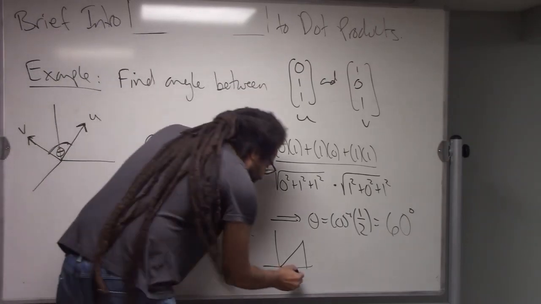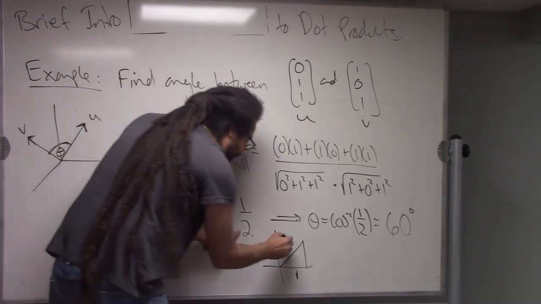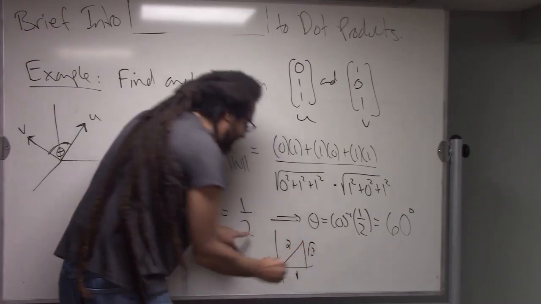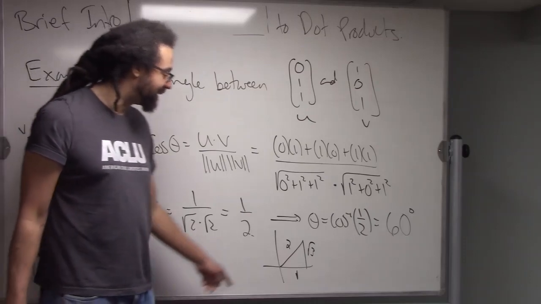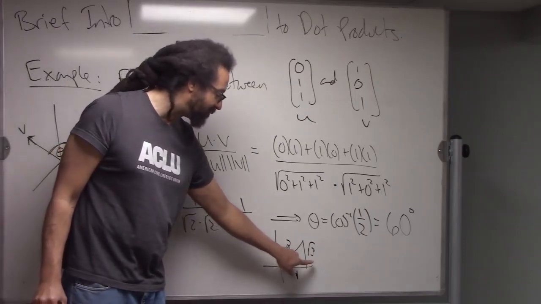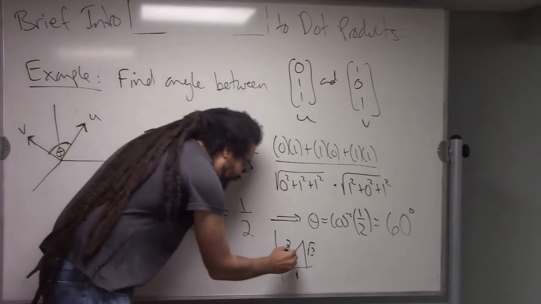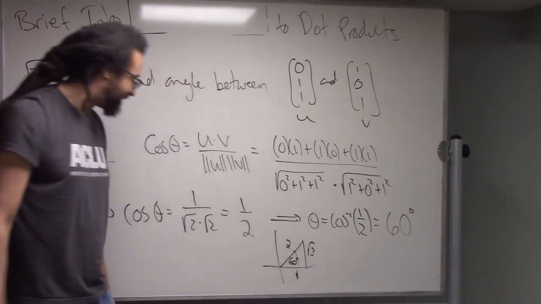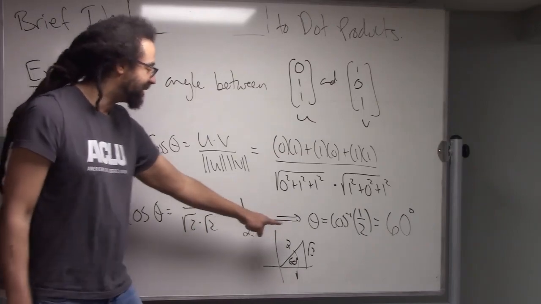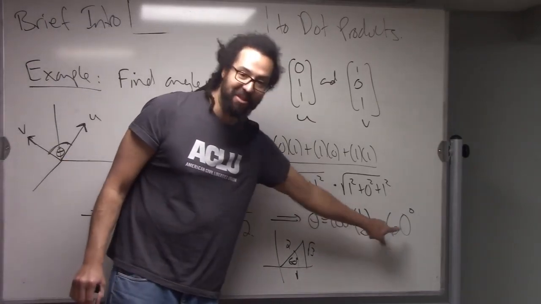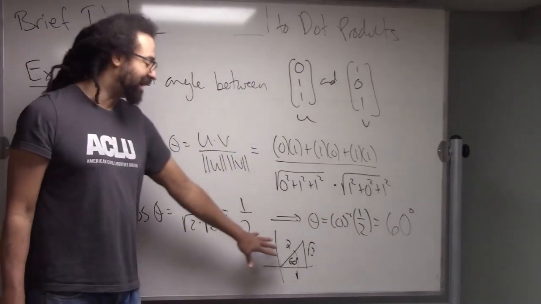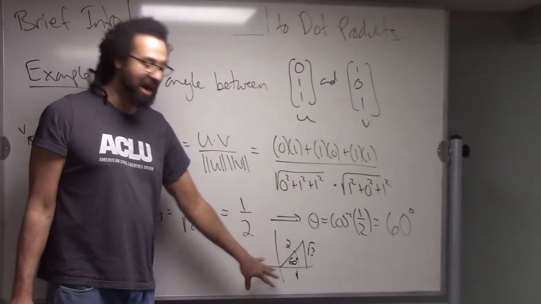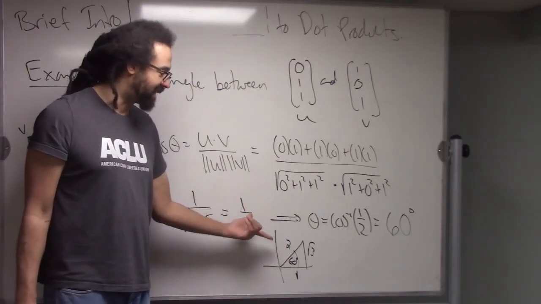That means the adjacent side is 1 and the hypotenuse is 2, and that means that this side has to be root 3. And so this is the old 1, root 3, 2 triangle. And so we know that the side opposite root 3, that's going to be 60. So that's how we got cosine inverse of 1/2 is equal to 60. Again, you might need to review a little bit of trigonometry to carry out these computations.